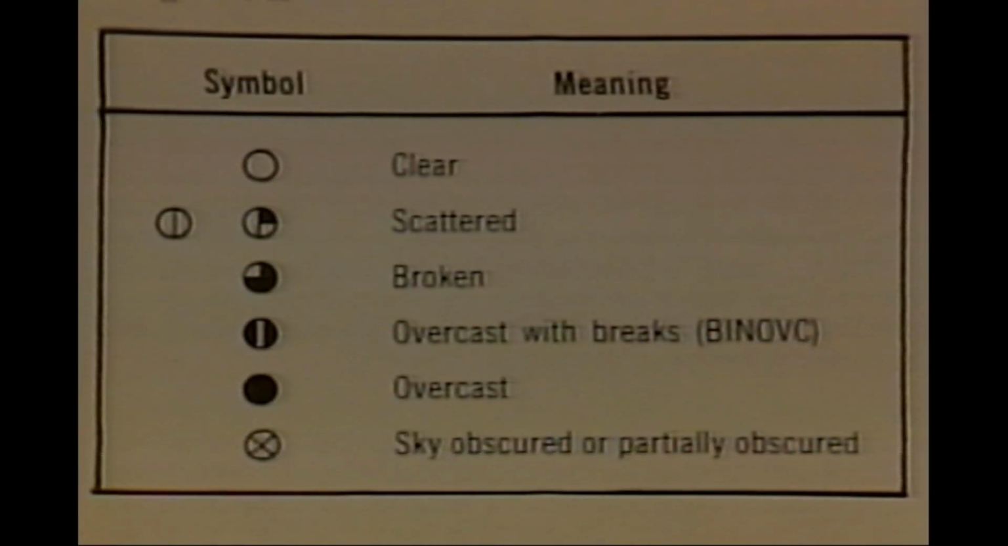The little circles show the cloud cover at each station. An open circle is for clear skies. Scattered clouds are shown as a quarter blocked in. Broken is three-quarters colored, and overcast is a black circle.